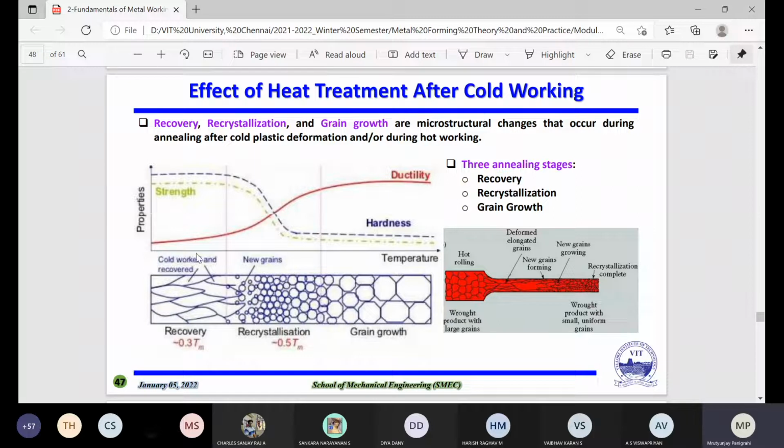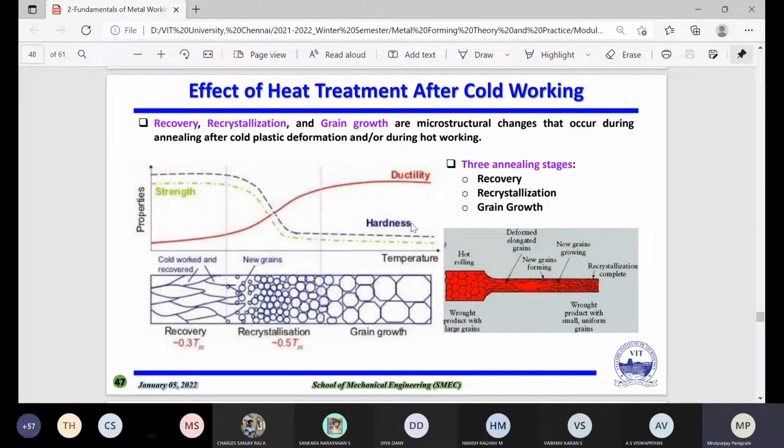When you look at the upper side of the graph, the green one is strength, the black one is hardness, and the red one is ductility. In recovery, the strength and the hardness are on the higher side. But when it changes from recovery to recrystallization, the strength and the hardness both go downwards. Then in grain growth there is almost no change, but compared to recovery it will decrease. Similarly, ductility in recovery is on the lower side, and then when it goes towards recrystallization and grain growth, it goes towards the higher side.